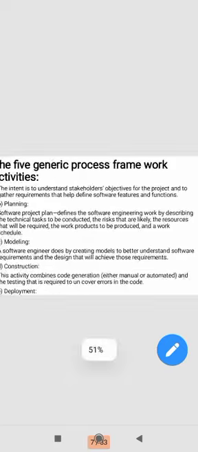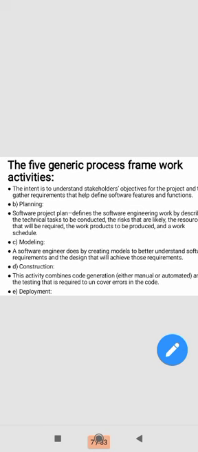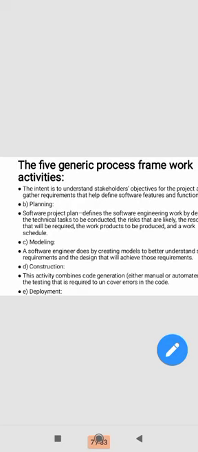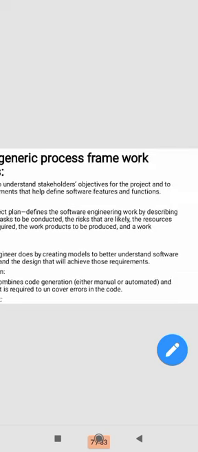It defines the software engineering work by describing the technical tasks to be conducted, what we are going to make, the risks that are likely, the resources that will be required, the work products to be produced, and a work schedule. Next one is modeling.